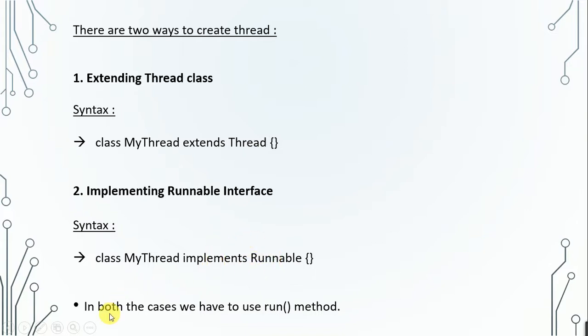Now in both the cases we have to use a run method. This is the important point: whether we create a thread by extending the Thread class or implementing the Runnable interface, we have to use this run method. Whatever logic you want to perform inside your program, you have to put that logic inside this run method, and in order to execute this run method you have to call the start method. Okay, so let's see with the program what I mean by that.